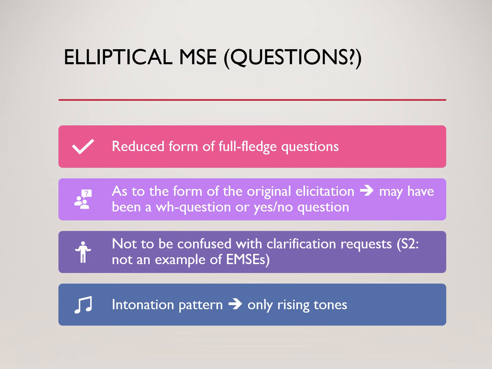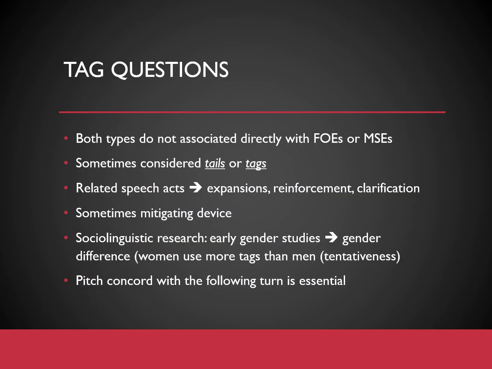The elliptical questions or elliptical making sure inquiries, to follow Brazil's terminology, are shortened versions of a full question. As competent speakers of a language, we are able to recover the missing elements and identify the original elicitation. The intonation pattern is typically a rising tone. But the questions which have been thoroughly studied in connection with intonation are tag questions. They can be associated with speech acts such as clarification requests, expansions, etc. And tag questions may have a mitigating function.